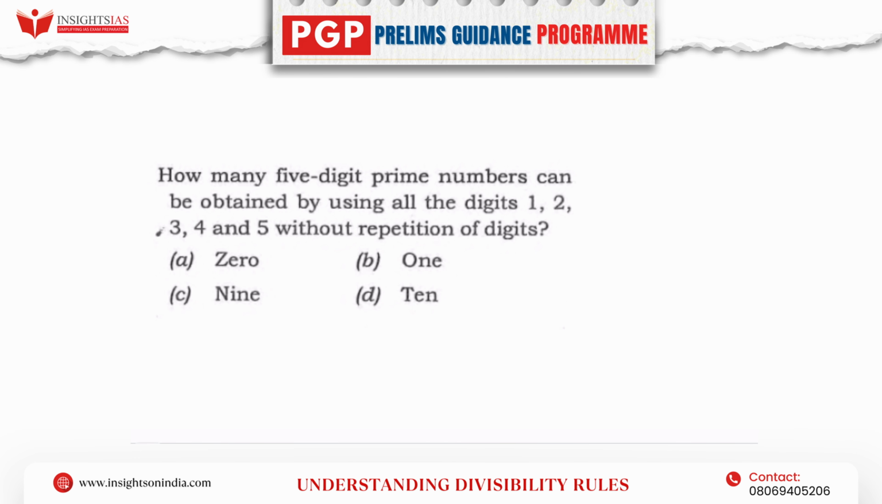Next, how many 5-digit prime numbers can be obtained using all the digits 1, 2, 3, 4, 5 without repetition of digit? That means you cannot have just 3-digit or 4-digit. All 5 digits have to be used, and you cannot use the same digit twice. That means 1, 1, 2, 2 like that you cannot use. You have to use all of them only once. Order does not matter. You can use it as 1 2 3 4 5, 5 4 3 2 1, 1 5 4 3 2, whatever way you want, but all 5 digits have to be used. There is no repetition of digit. Now if you use it, how many prime numbers can be obtained? So this is the question. Think logically and answer this.